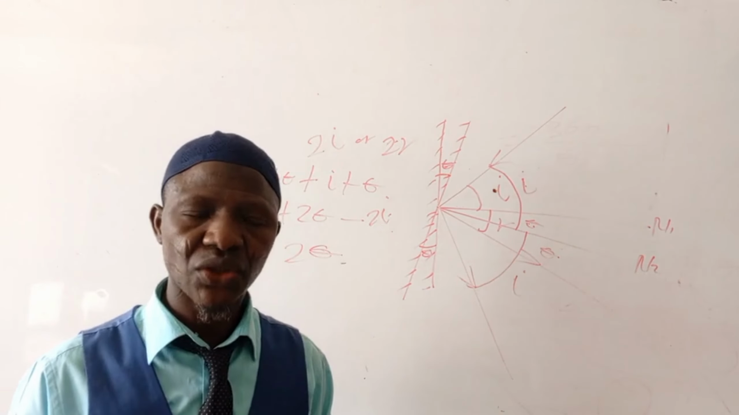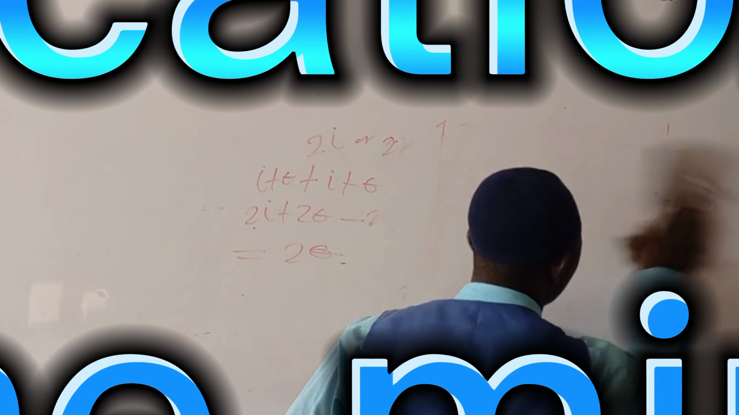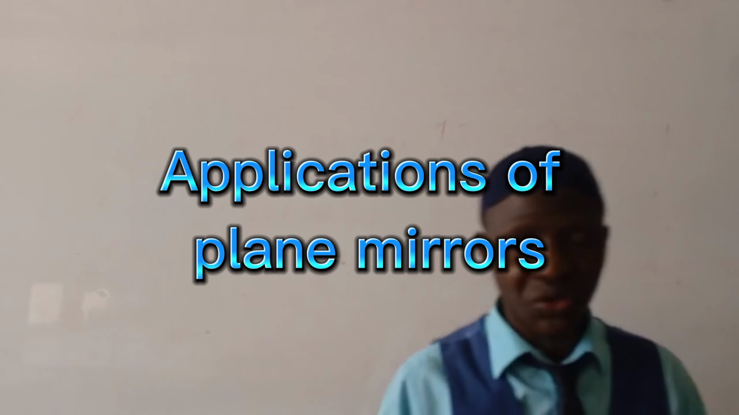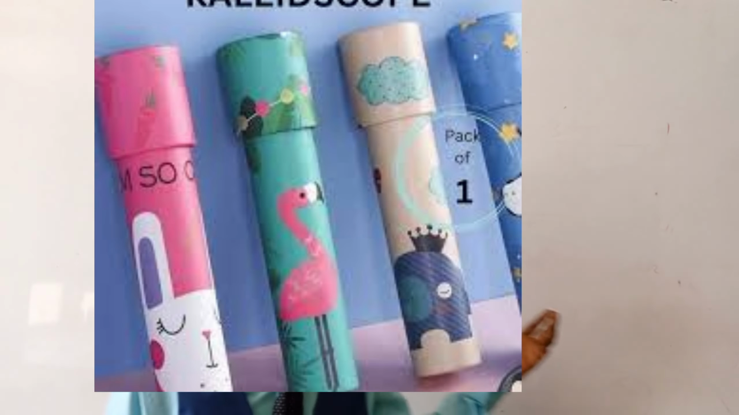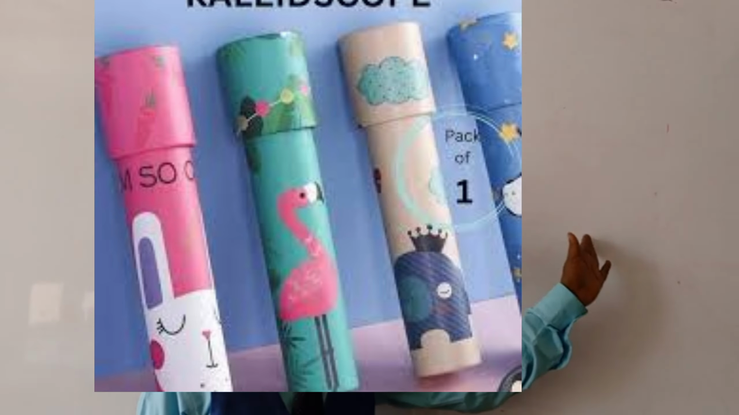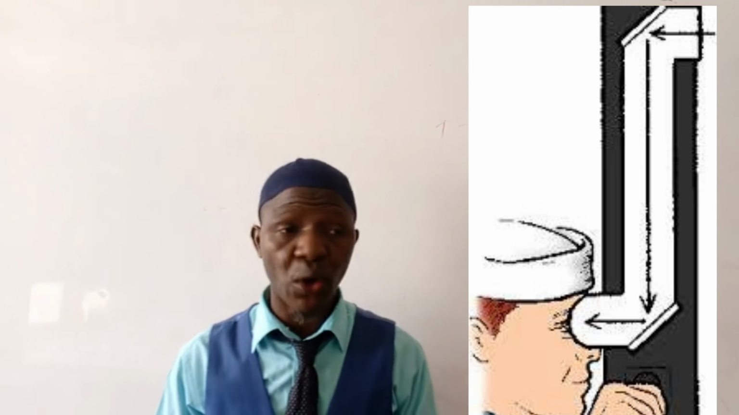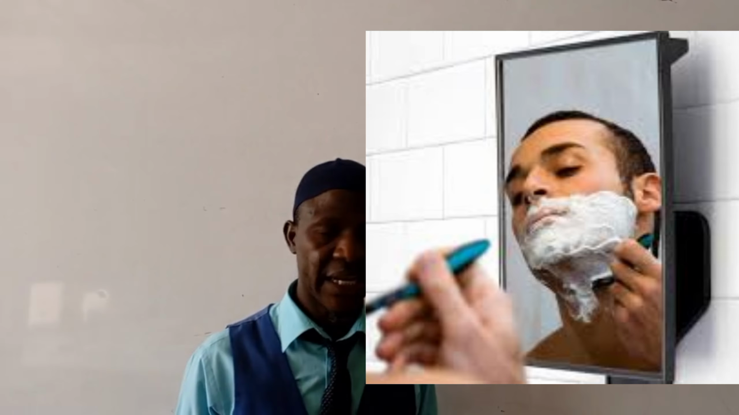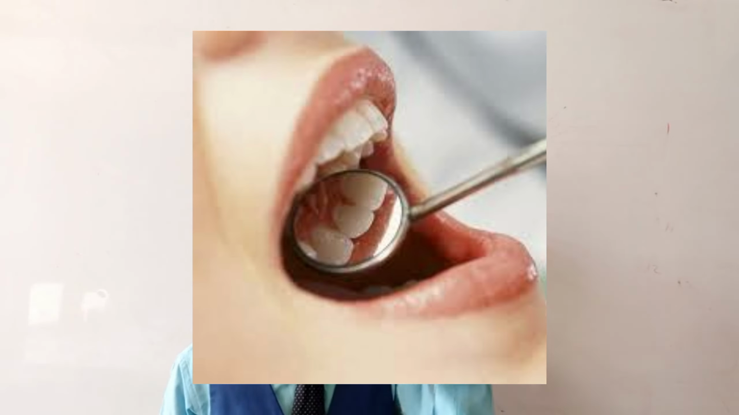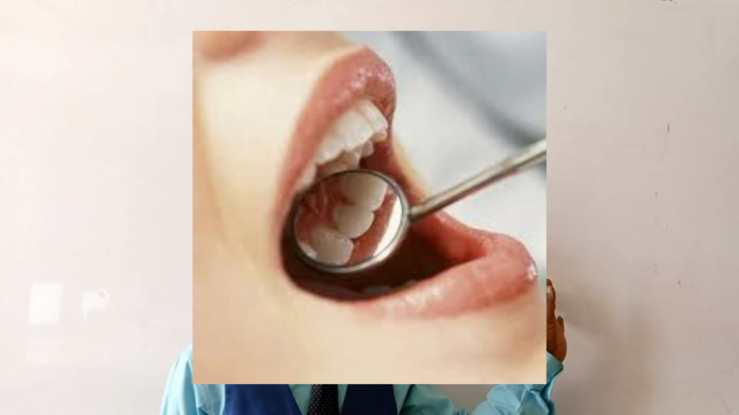Now, applications of the plane mirror. A plane mirror is very close to us. We use it almost every day. When you are going out, we use a plane mirror as a looking glass. Apart from that, we use it for a kaleidoscope. Then we use it for a periscope. Then we use it as a shaving mirror and a dentist mirror to check the teeth. So those are the applications of a plane mirror.